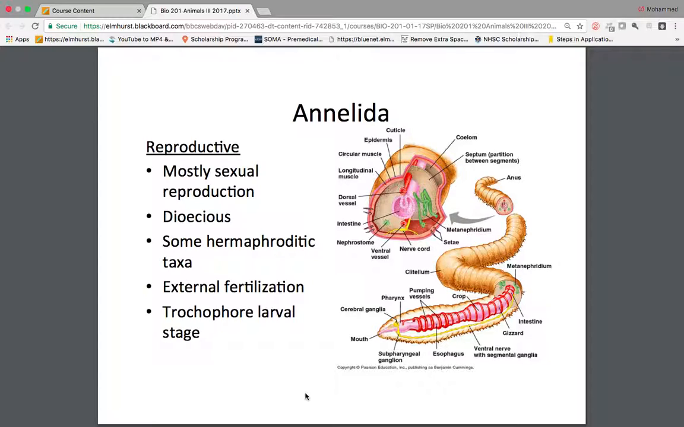For the most part, external fertilization is what takes place in things like polychaetes, so we'll talk about that in a bit. They very often spew their water into the water column, making sperm. And the general larval form is a trochophore, which is that little tufted, top-like looking larvae that also is shared with the mollusks.